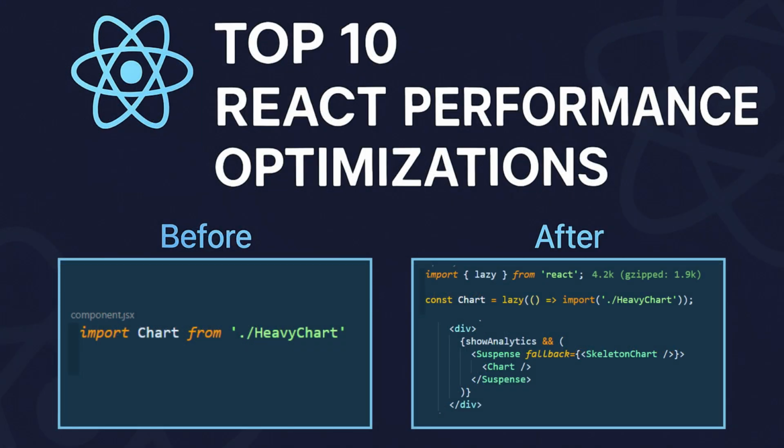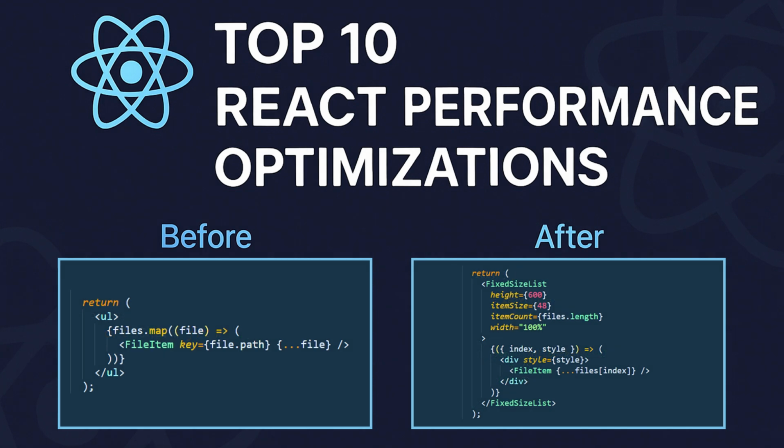6. Split code with React.lazy and Suspense. Instead of loading everything at once, use dynamic imports. React.lazy lets you load components only when they're needed, like on a new route or after a button click.